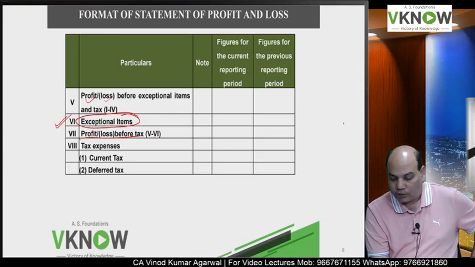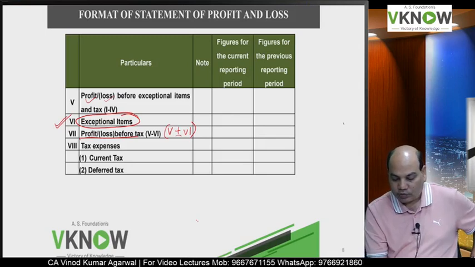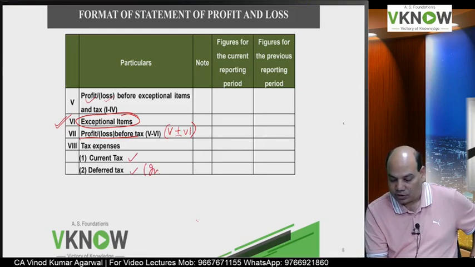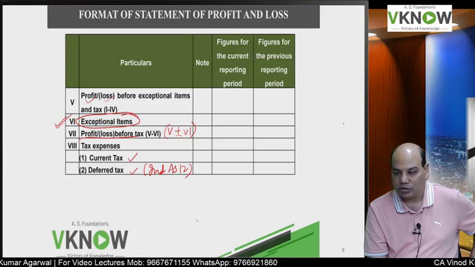So it should be 5 plus minus 6. Why plus minus 6? It can be profit also. Then we have tax expense, current tax, deferred tax. Deferred tax we will study after some days in Ind AS 12. Current tax is tax payable as per the income tax law.